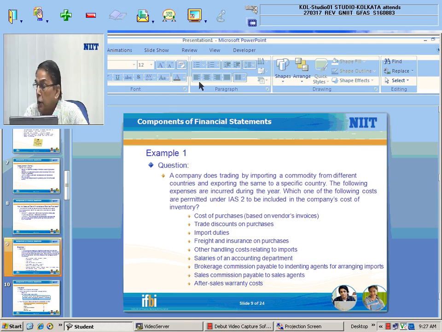Supposing you are buying a large volume. When you are buying a large volume beyond a certain number, you may be entitled to a discount which is given by the seller. So that reduces your cost of purchase. So this is to be reduced from the cost of purchase. Any trade discounts, as you remember, I will go back to the particular slide.